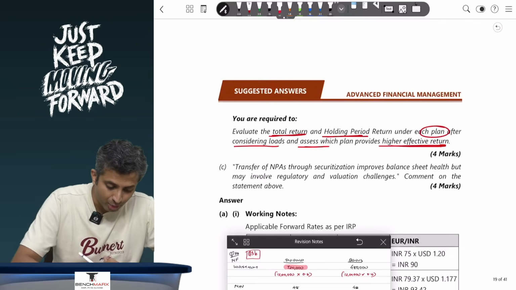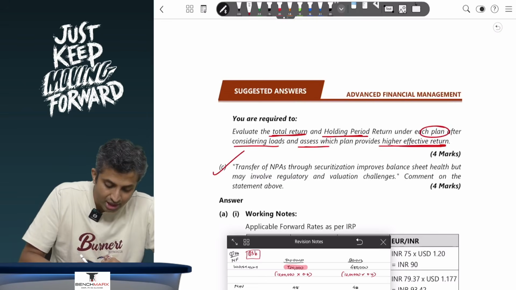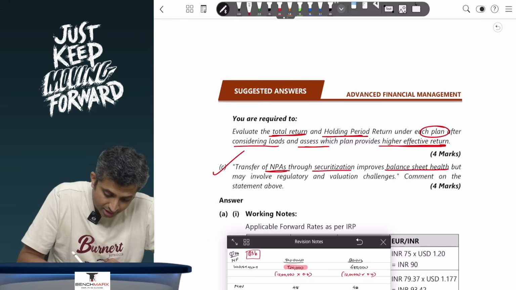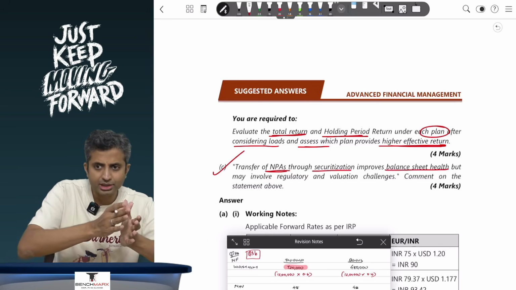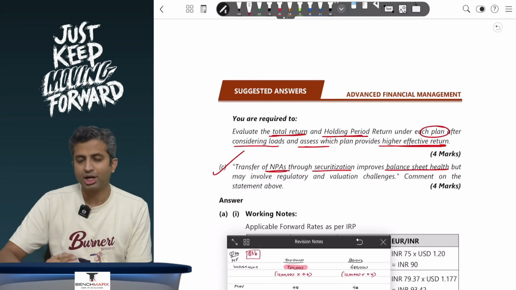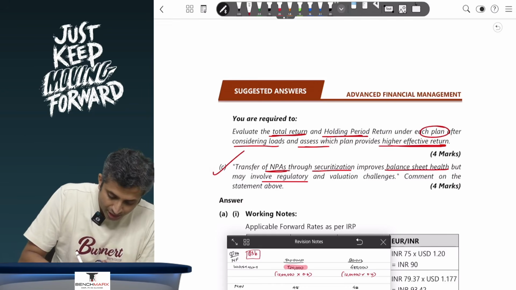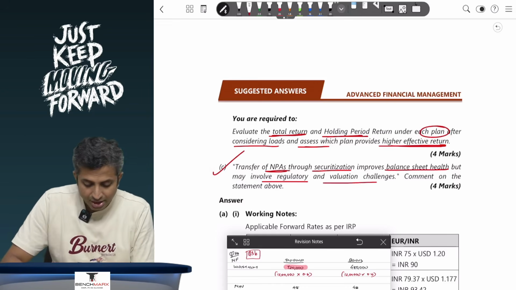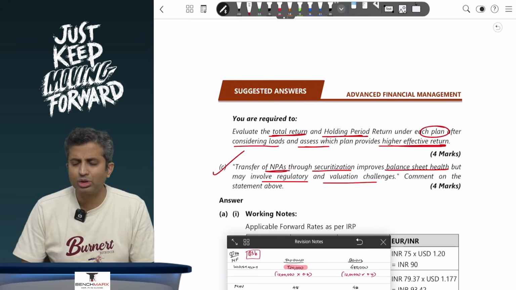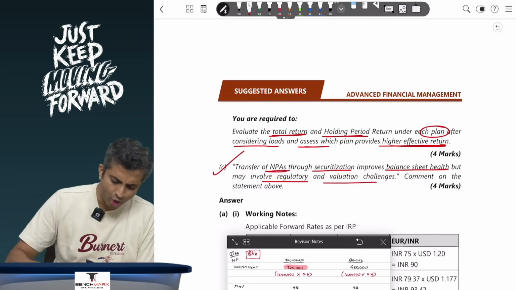Okay, next you have this point C, which is a pure theory point on securitization, Institute's favorite chapter when it comes to theory. Transfer of NPAs, non-performing assets, through securitization improves the balance sheet health. Well, how does it improve the balance sheet health? Well, because it takes these non-core assets out of the balance sheet. It makes the balance sheet of the company much more cleaner, but may also involve regulatory and valuation challenges. Well, because the regulators under the SARFAESI Act will, let us say, review, and it has to meet the terms of the regulatory requirement. Comment on the statement above.